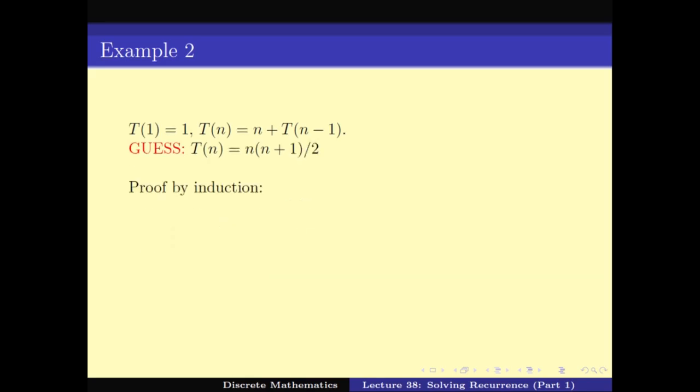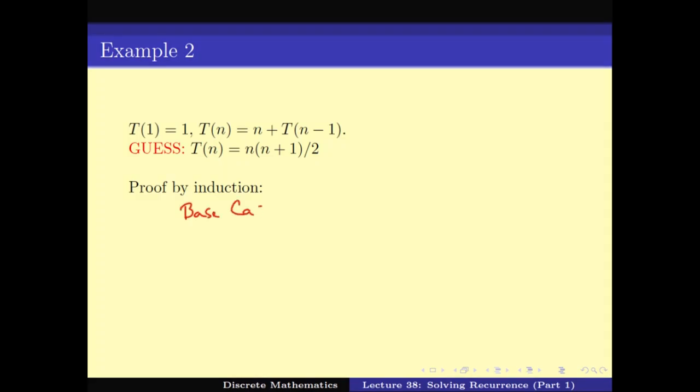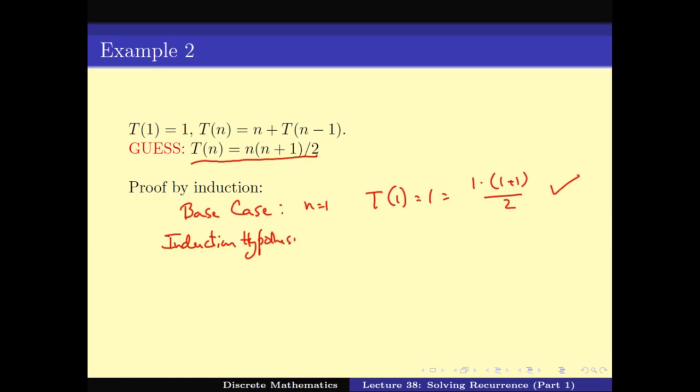So like in the earlier case, we have to again prove this one by induction. And let's see how we prove it again. The base case, n equals 1. Of course t1 equals 1, which is 1 times 1 plus 1 by 2, right? So the thing is correct for the case n equals 1. Now we have the induction hypothesis. It says that tn equals n into n plus 1 by 2.